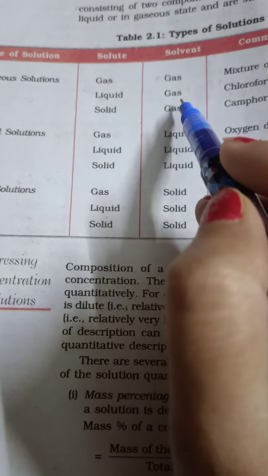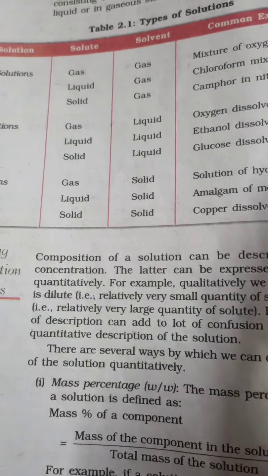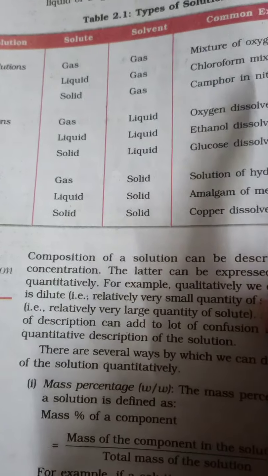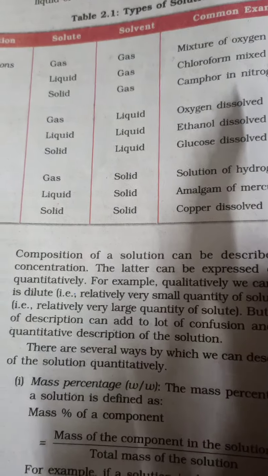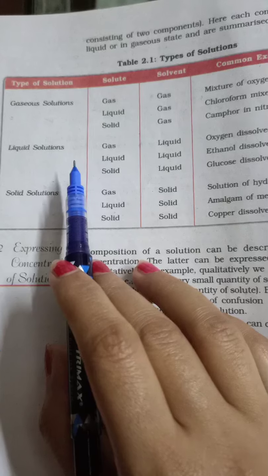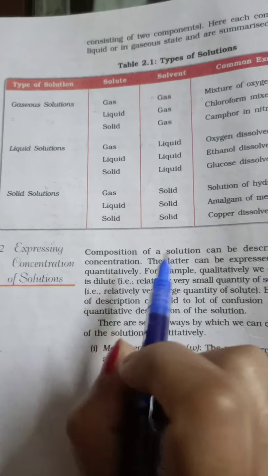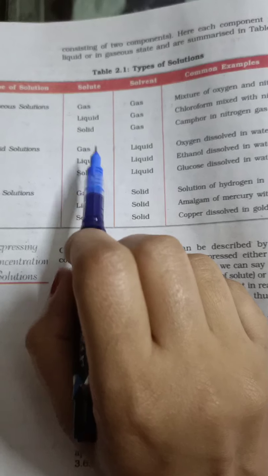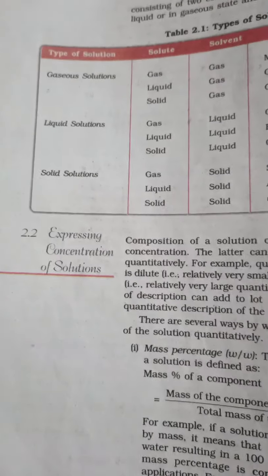Liquid and gas we have taken as solute and solvent, and we form an example such as chloroform mixed. Next, we have taken the solute as a solid and the solvent as a gas, and the example is camphor in nitrogen. In the same way, we have also taken liquid solutions and solid solutions. In the liquid solution, the solute is taken as a gas and the solvent as a liquid.